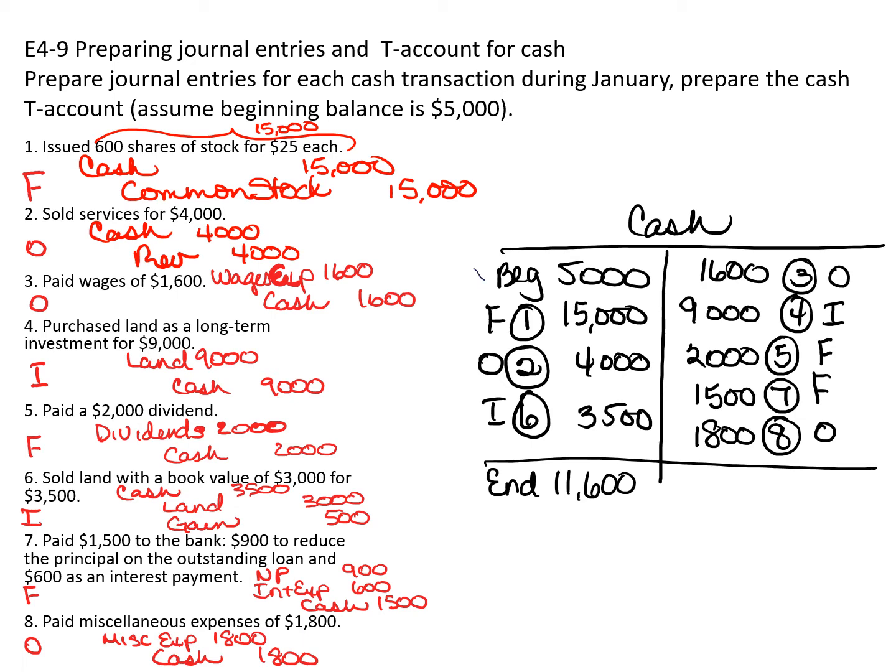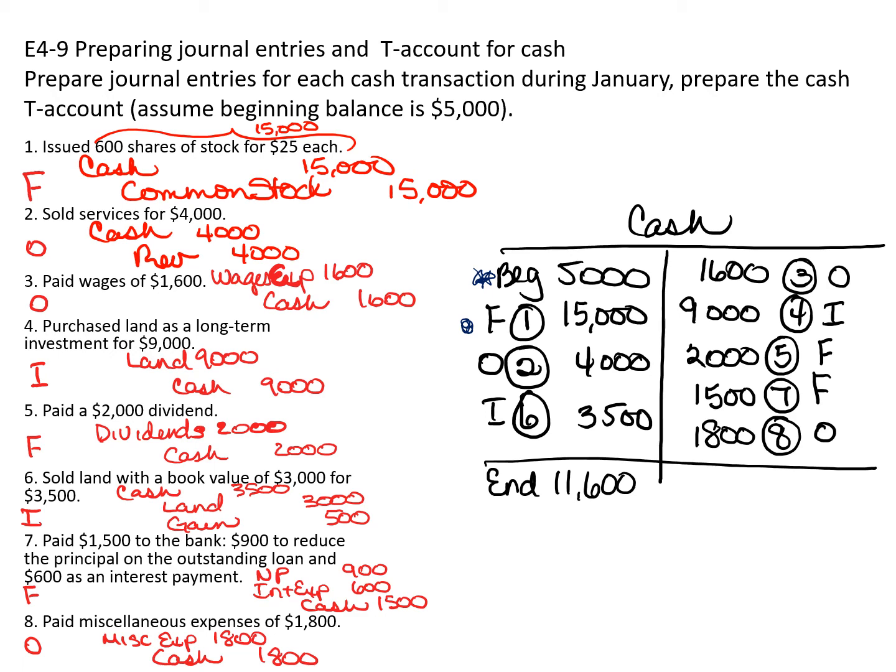So cash has a beginning balance of $5,000. In number 1, we issue 600 shares of stock for $25 each. I'm debiting cash, crediting common stock. Since common stock is contributed capital, it is a financing activity. So notice I put number 1 and I put a big F by it to show that it's financing.